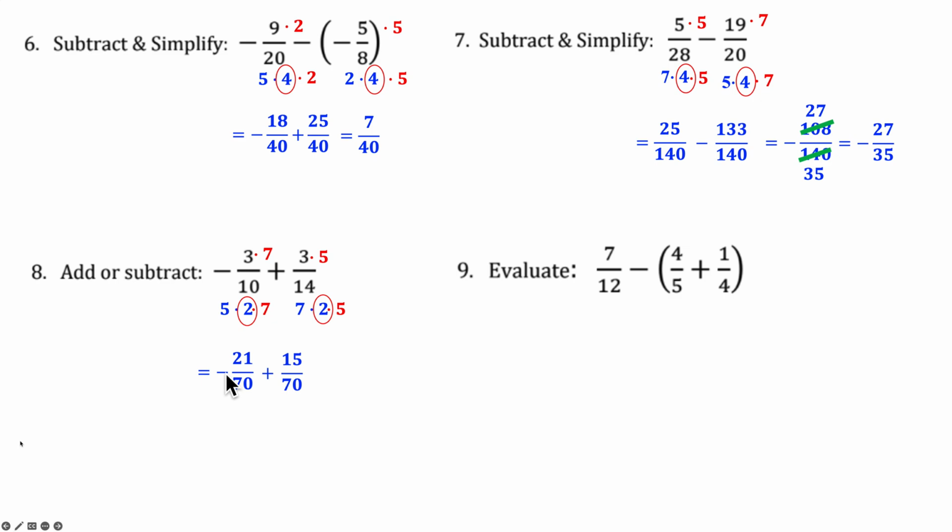It's going to be a negative. 21 minus 15 is negative 6 over 70. Again, they're both even. Divide out a 2 to reduce. Negative 3 over 35.